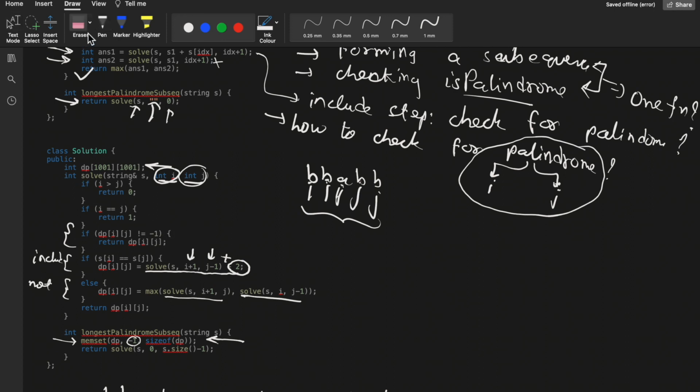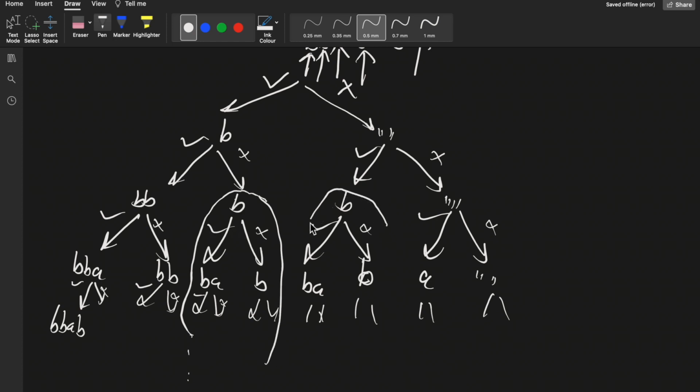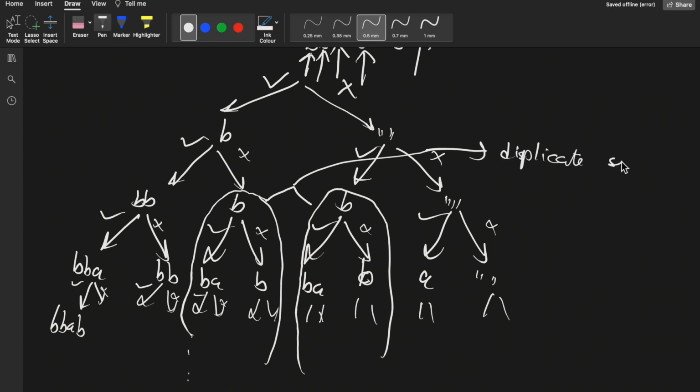See, here by using dp, we solved the problem of repeated subtrees. Let me show you. So this was our recursion tree. If you take a look over here, this will form one subtree. From this b, we have two options, either to include or not to include. From here also, from this b, we have two options, either to include or not to include, and both are at the same level. So these are what? Duplicate subtrees. You can call this a duplicate subtree.